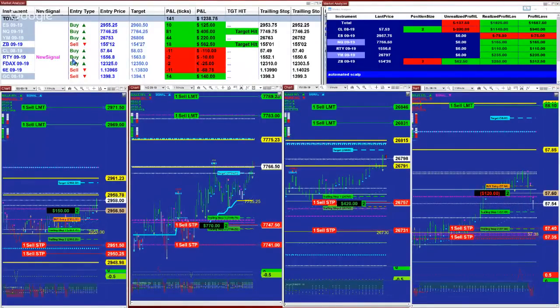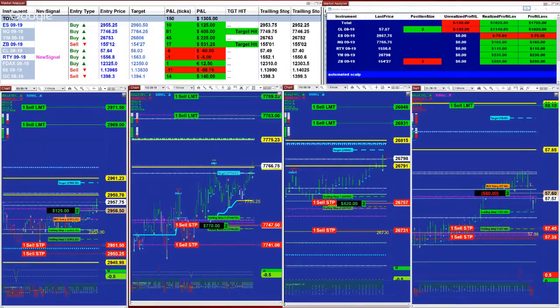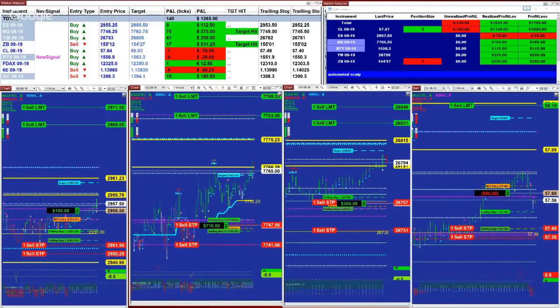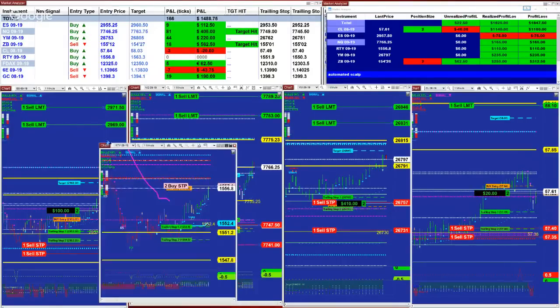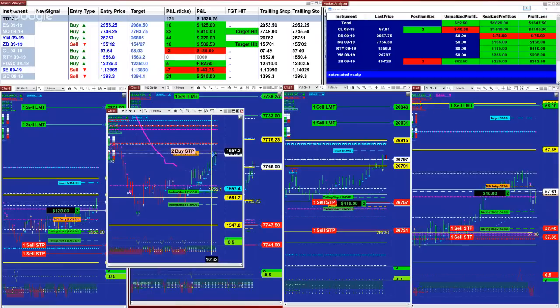Russell, buy, new signal, 56.8, target 63. If you want to put an order on the Russell, you put it at 571, limit order buy. 571, limit order buy.